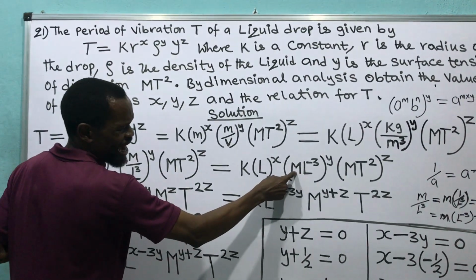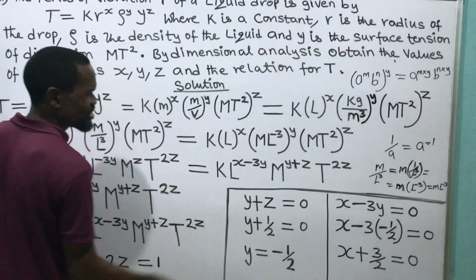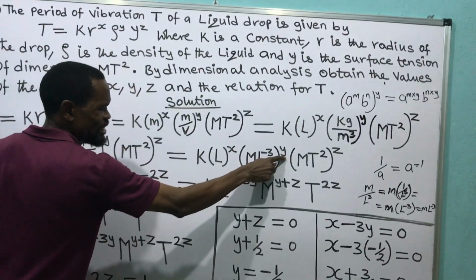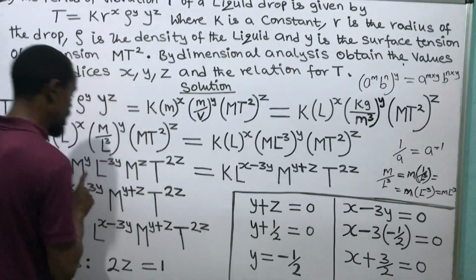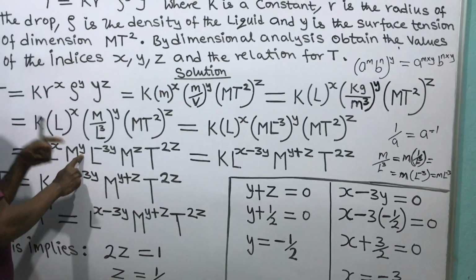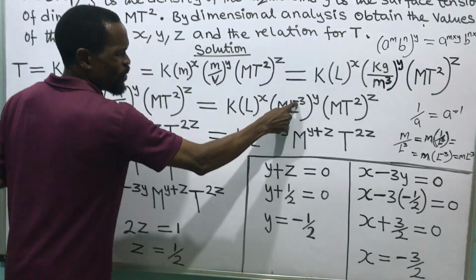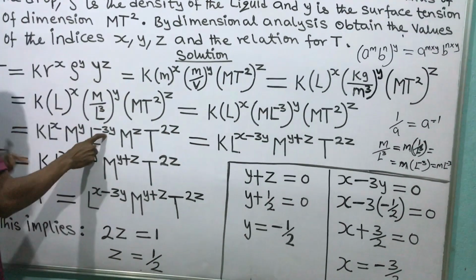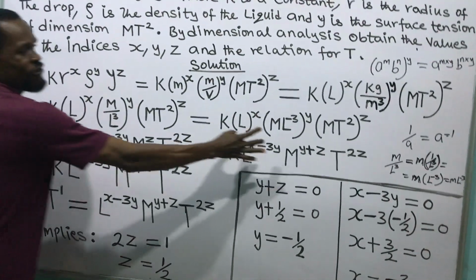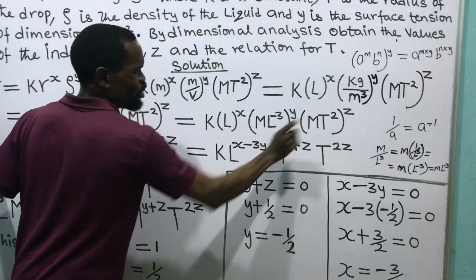And here I have two things, M raised to power 1 and L raised to power minus 3. If I open this bracket, this y times M raised to power 1 will give me M raised to power y, because y times 1 times anything is that thing. Then now, L raised to power minus 3 times y will give me minus 3y. Have you seen it's minus 3y? I have finished with this bracket. I come to this one. The same thing I did here is what I'm going to do here.